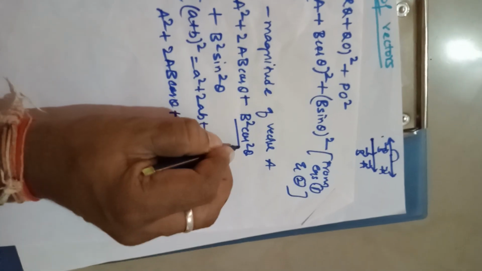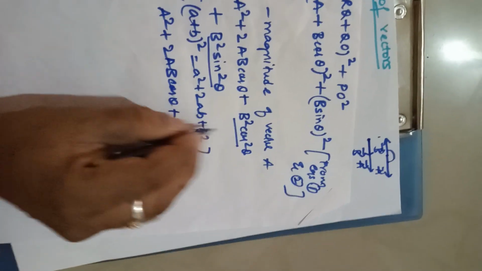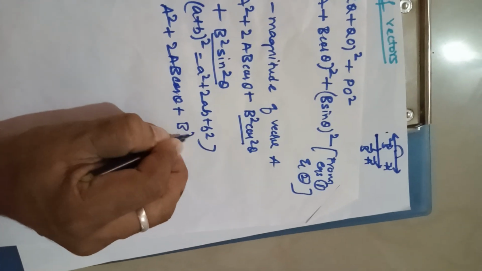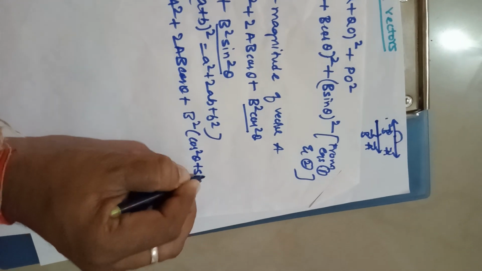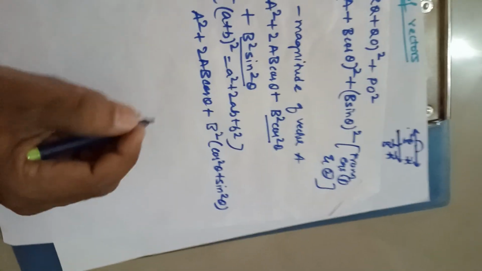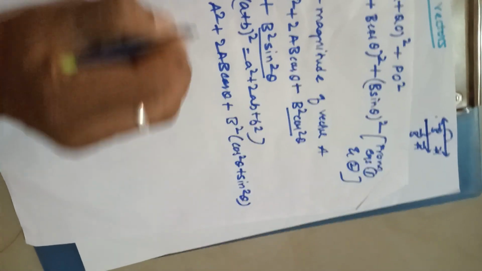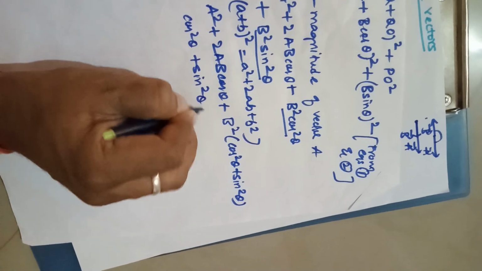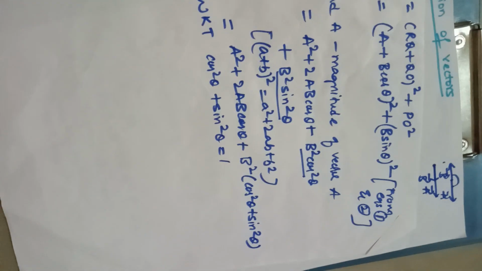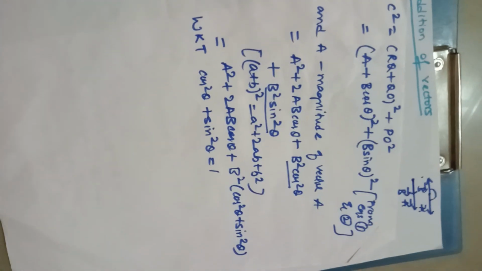Now, B square cos square theta plus B square sin square theta. From these two terms I can take B square common, and what is left out? Cos square theta plus sin square theta is left in the bracket. We know that cos square theta plus sin square theta is equal to 1. This is one of the trigonometric identities we have learned.